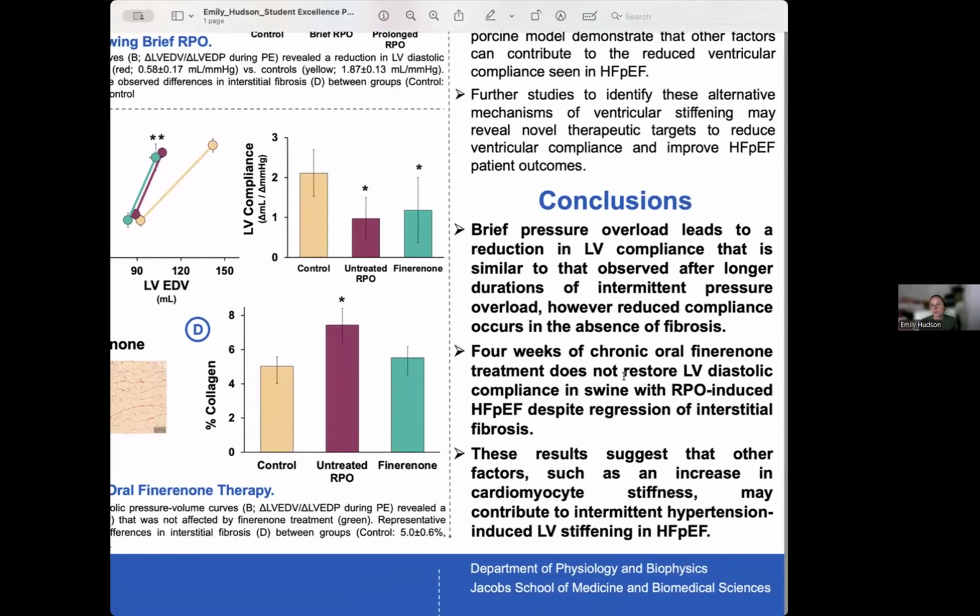So this begs the question, what is causing this reduced compliance? For future studies, we can look at other mediators of stiffness, like cytoskeletal components of the cardiomyocytes themselves, or we can look at other proteins like titin that are in the contractile units of the cardiomyocytes and mediate muscle contraction, to help us identify novel therapeutics to hopefully improve these patient outcomes.